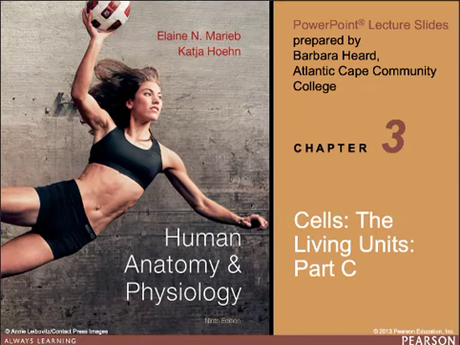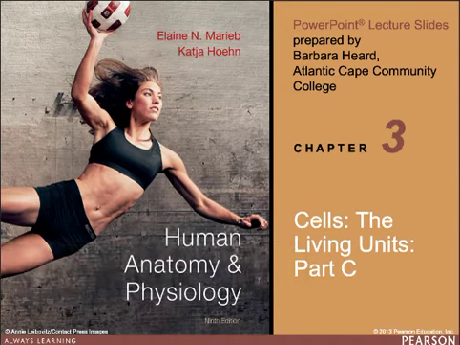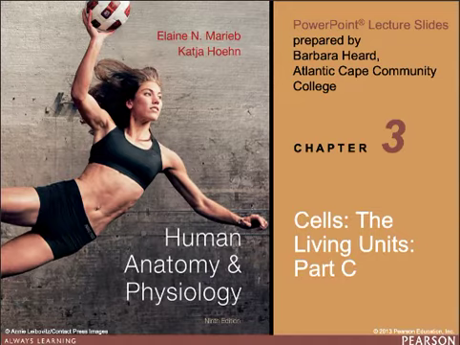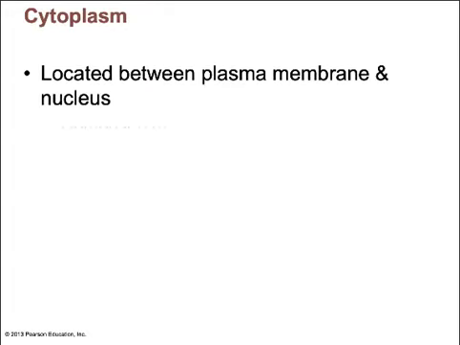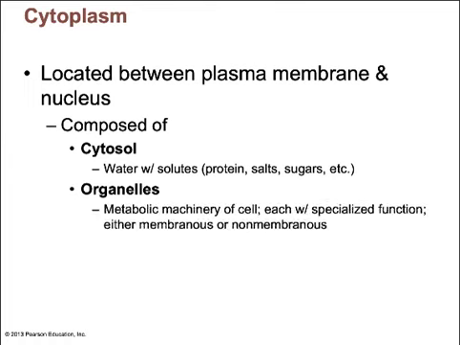Okay, in this portion of the Chapter 3 discussion, we're going to be dealing with the organelles and the components inside the cell in a little bit more detail. The cytoplasm is simply the material that's contained between the cell membrane and the nucleus of the cell, and it's filled with organelles, cytoskeletal elements, waste products, nutrients, electrolytes, and water.